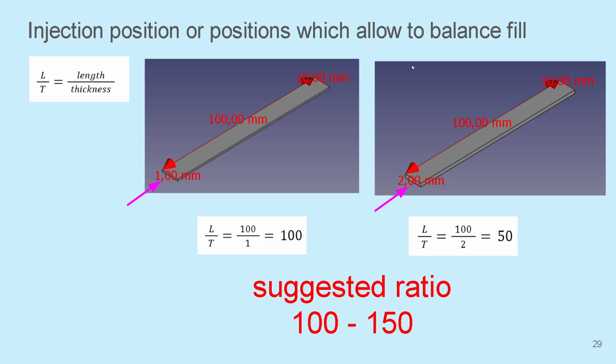This way, in injection molding, a length to thickness factor is defined. The definition is very easy. 1 mm thickness, 100 mm to fill, the factor is 100. 2 mm thickness, then the factor is 50. More complicated geometry will be harder to analyze. My proposal will be to have the factor in the area of 100 to a maximum of 150.